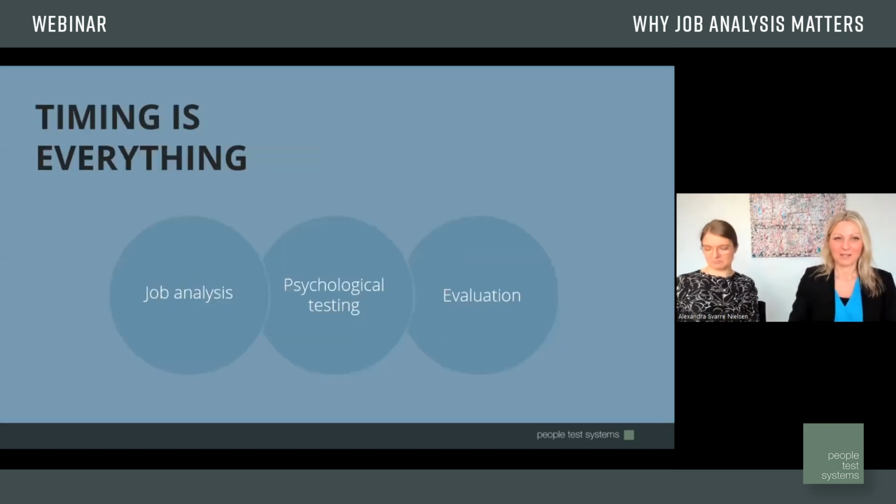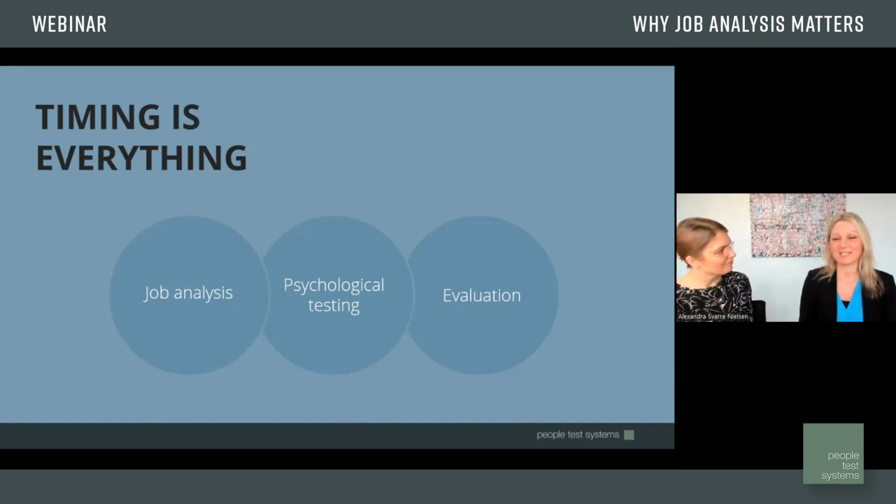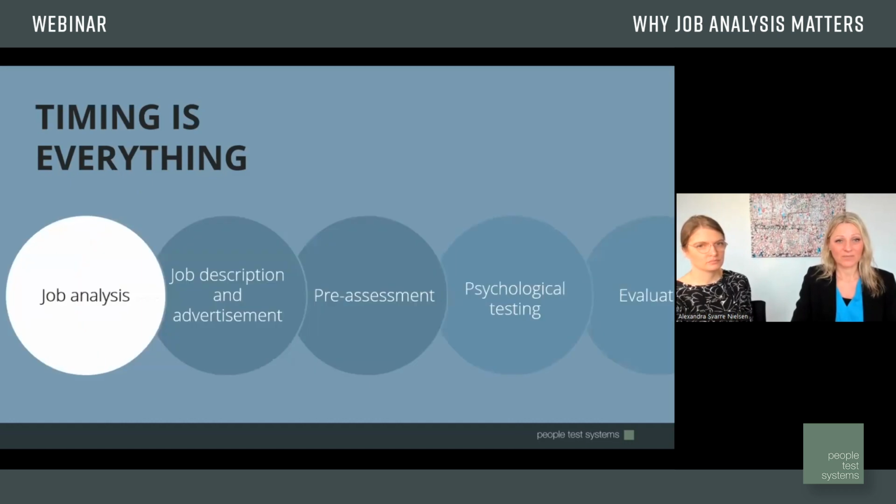Exactly. But timing is everything. One thing is knowing how to conduct a job analysis. The other question is when, really, when do we need to do it? Because we have always said to you in the certification rooms, and every time we meet you, remember to do the job analysis, make the job analysis before you actually test the candidates. But we need to be earlier. We need to start even earlier. We need to start right from the beginning.